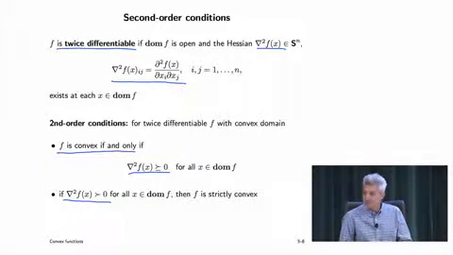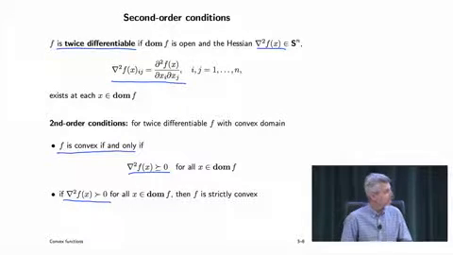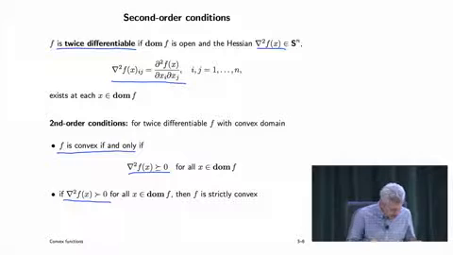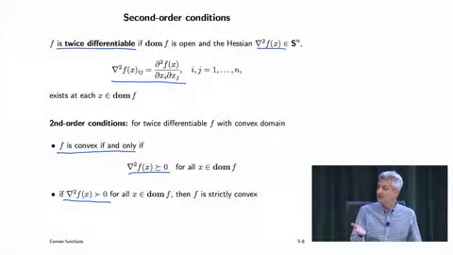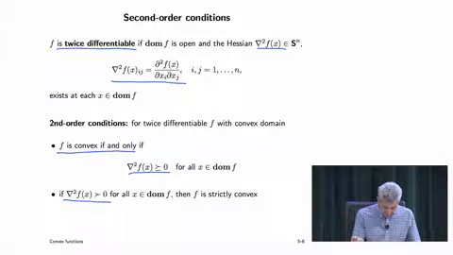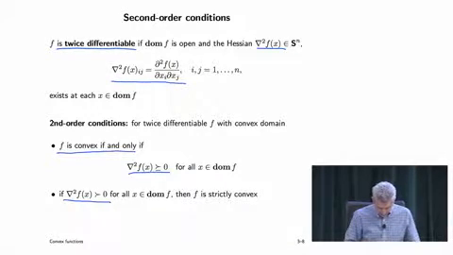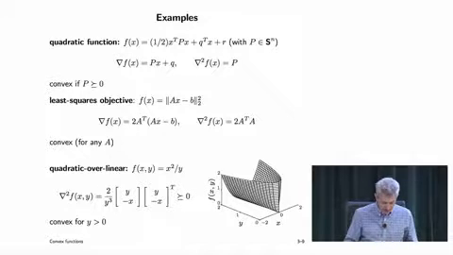You can be strictly convex without having the Hessian positive for all points in the domain. There are things you can say about that, but that's good enough. So that's another way to say it, again, the second order expansion. When you get that second term, the matrix is, in fact, positive semi-definite. Okay, so let's look at some examples.